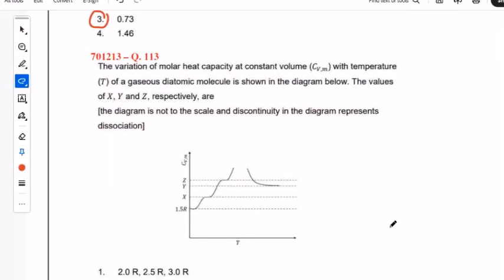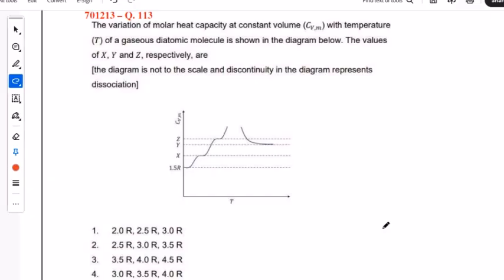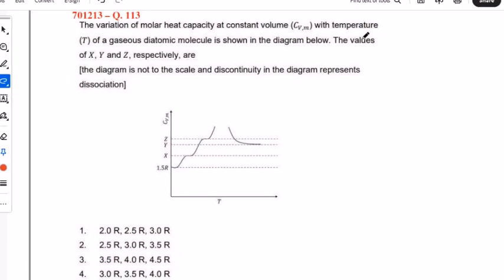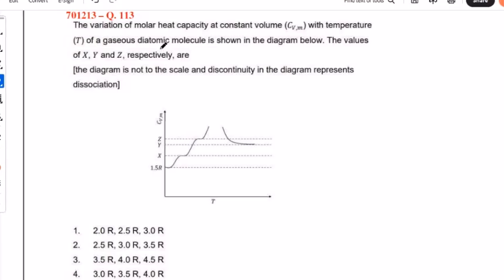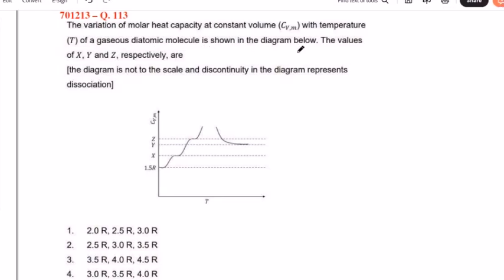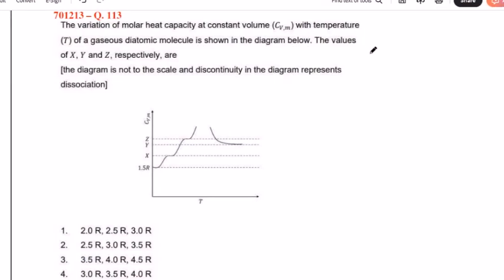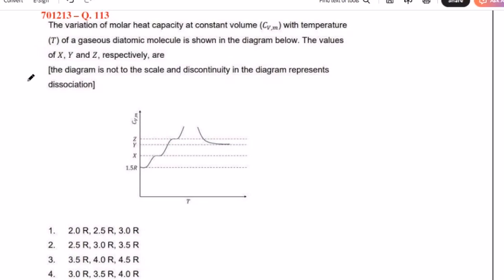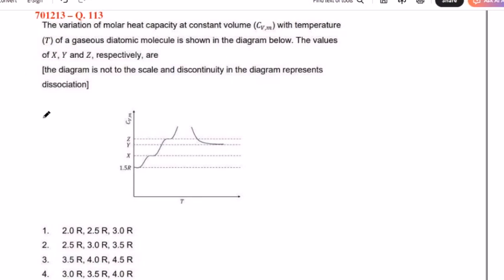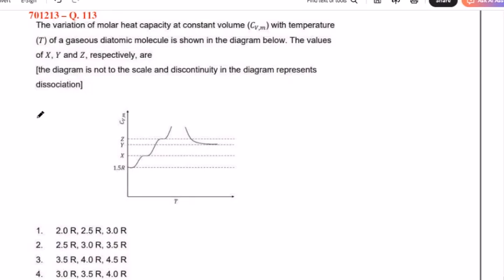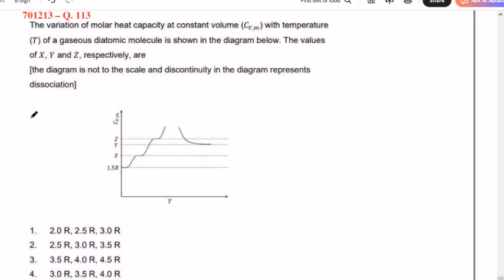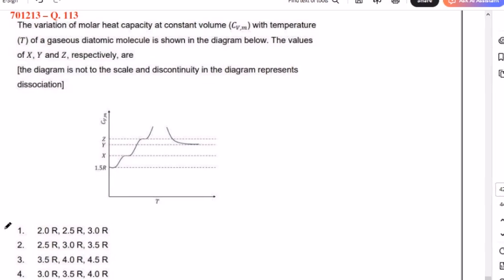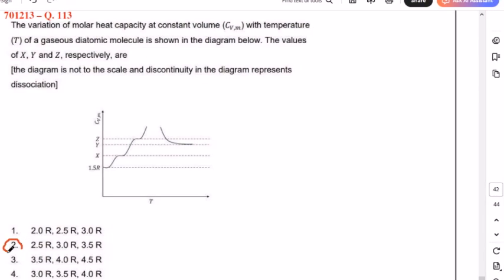Next, question number 113. The variation of molar heat capacity at constant volume with temperature of a gaseous diatomic molecule is shown in the diagram below. The values of x, y and z respectively are. The diagram is not to the scale and discontinuity in the diagram represents dissociation. So the question number 113, option number 2 is correct option, friends.